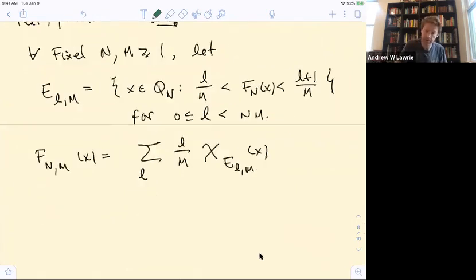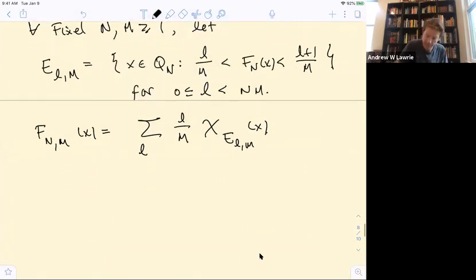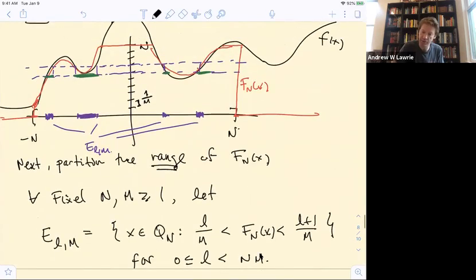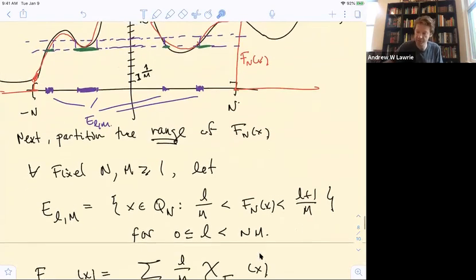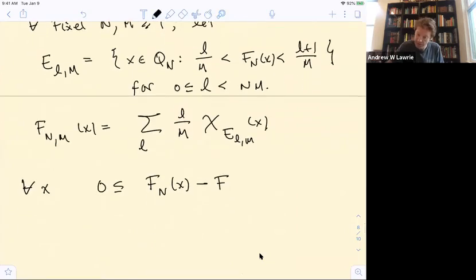So I note for every x, the difference between f_n of x, which is my truncation of my original function f, and f_{n,m}: the f_{n,m}'s are below it. This green function sits below the truncated function, the red function. And the biggest I miss by is 1 over m.